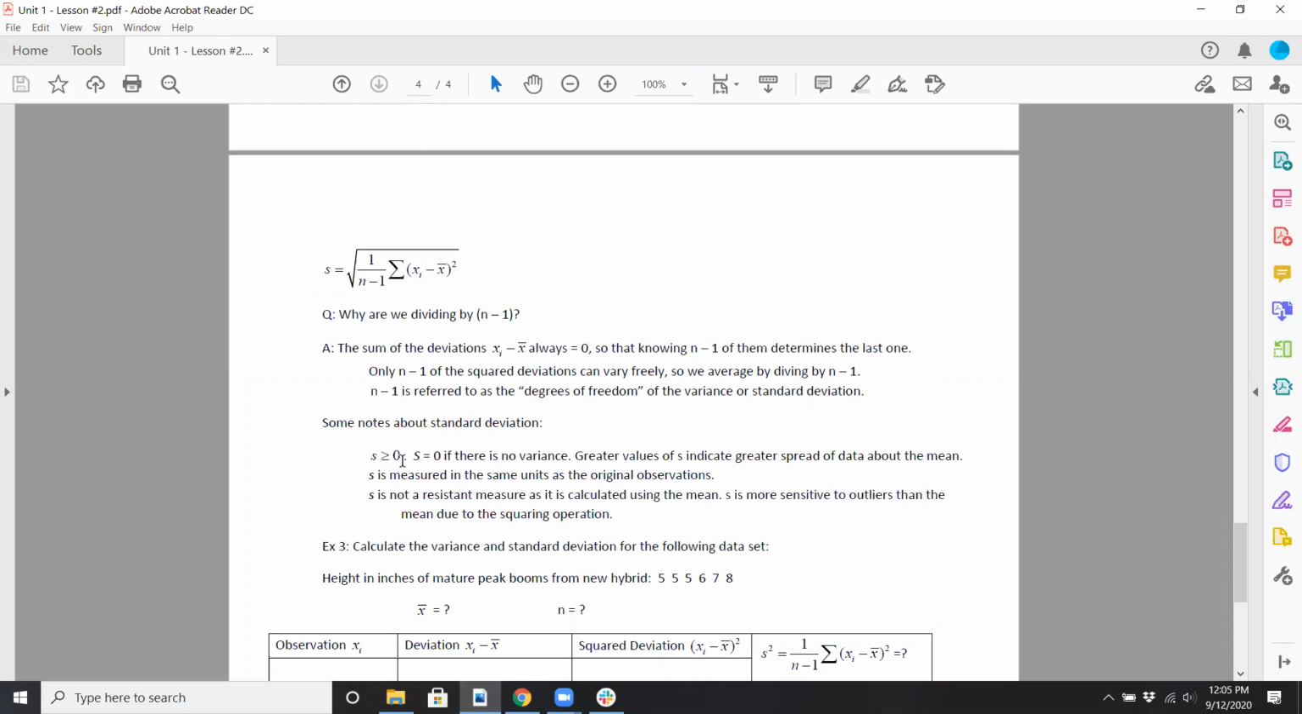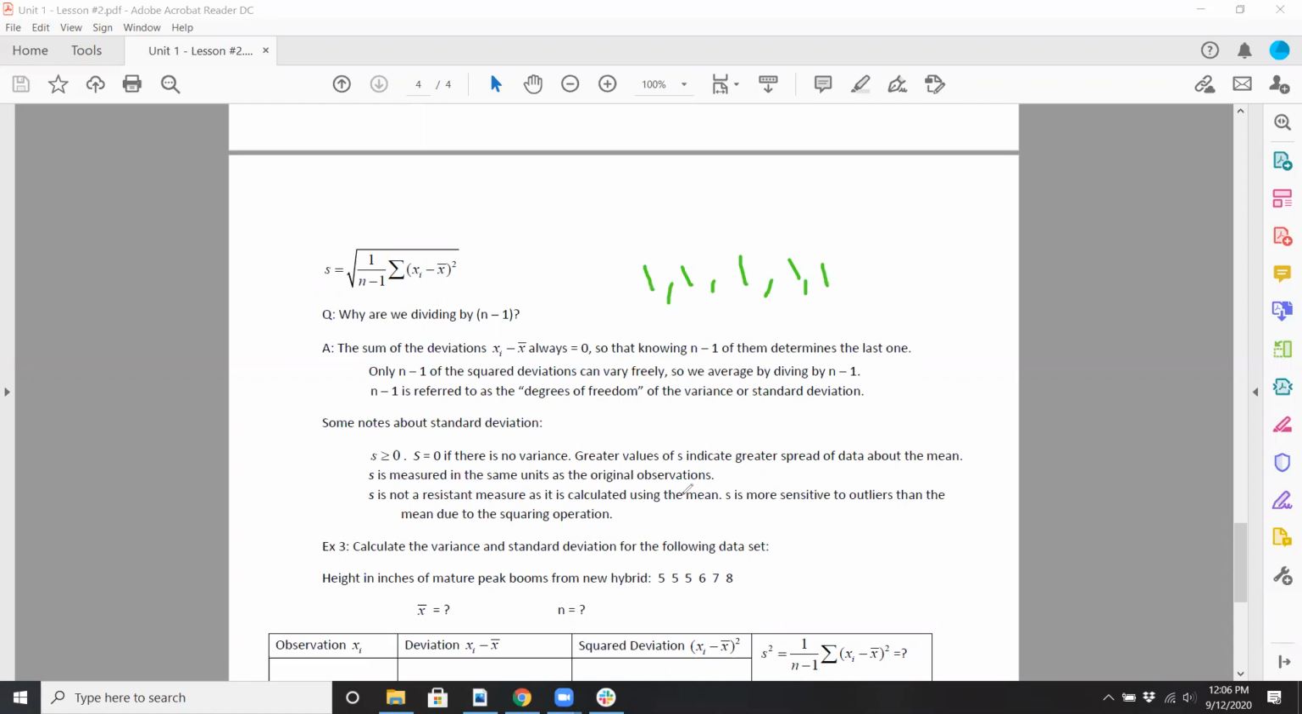Some notes about standard deviation: it's always going to be greater than or equal to 0. So 0 means there's no change. If all my data points were the same, like all 1s, my standard deviation would be 0. It's never a negative value because you are square rooting. It's measured in the same units as the original observation, so the standard deviation we get for North Carolina times will be in minutes.